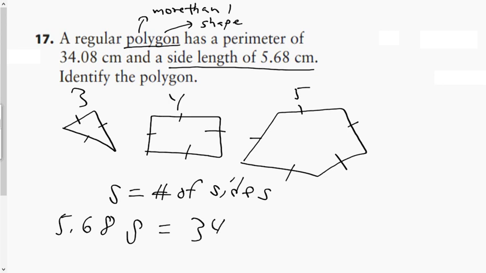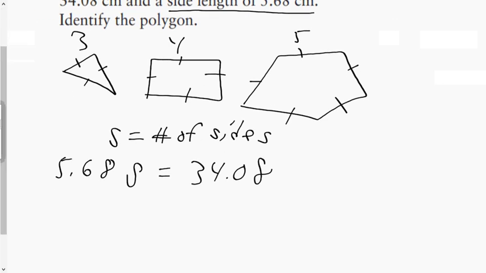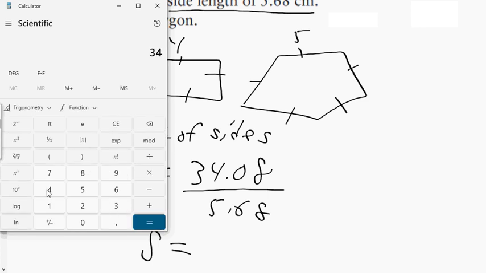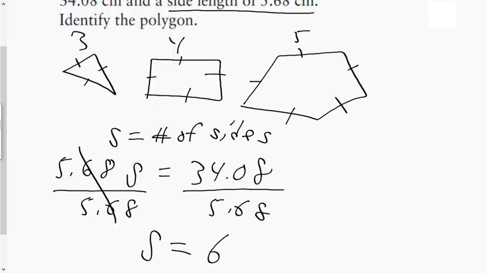But I do know the perimeter is 34.08 centimeters. So I know the side length, I know the perimeter, I just don't know how many sides there are. So by using this, I can divide both sides by the side length, and I can determine that if each side length is 5.68, then there must be 6 sides to this figure.